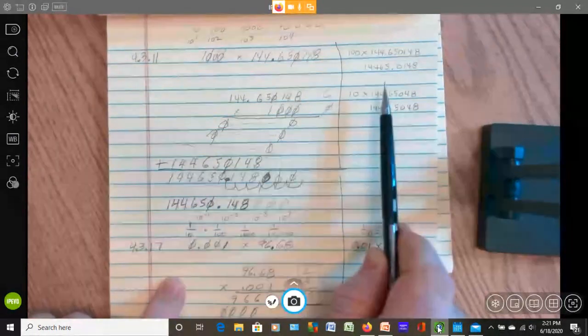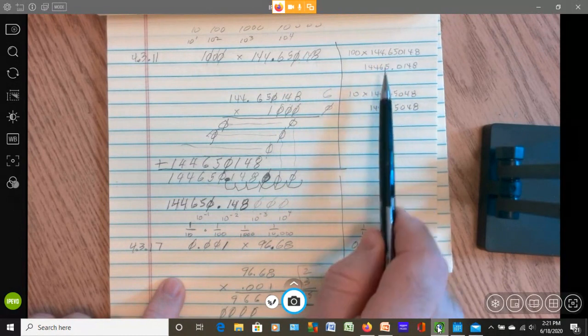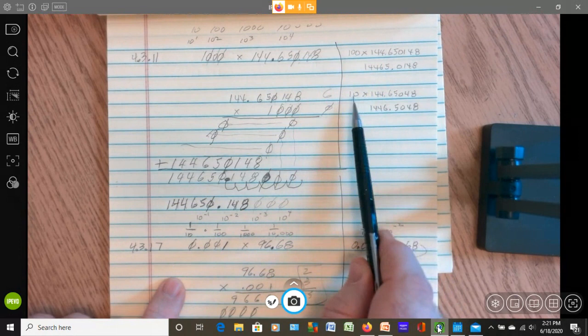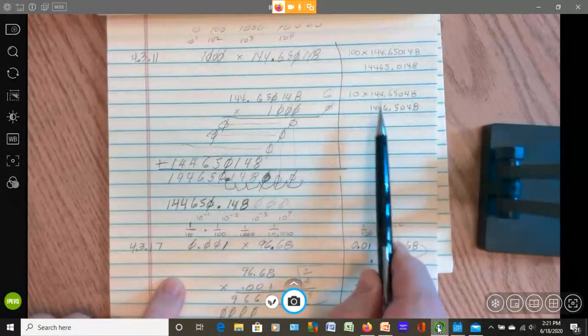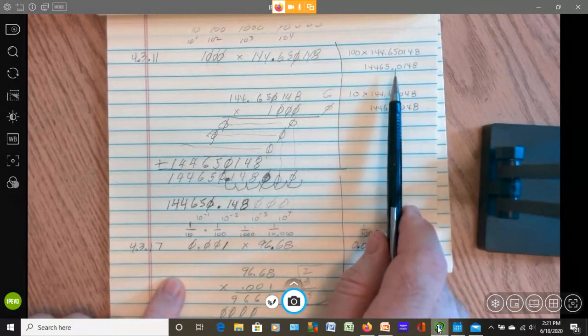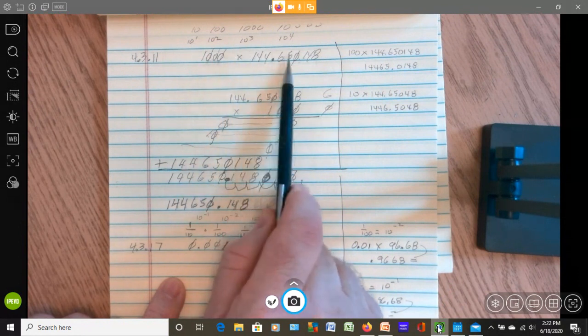Well, notice, what would the answer be if we multiplied this same value by 100? Well, we'd move the decimal point 2 places to the right, and we'd get that number. What would the answer be if we multiplied this value times 10? Well, we would only move the decimal point 1 place to the right, and that would be the answer. Now, you check me on these and see if these aren't correct. I'm just trying to emphasize the point that multiplying times a positive power of 10, like 10, 100, 1,000, 10,000, moves the decimal point the number of zeros to the right.